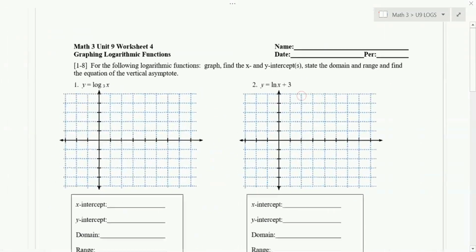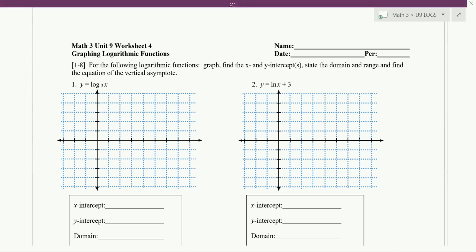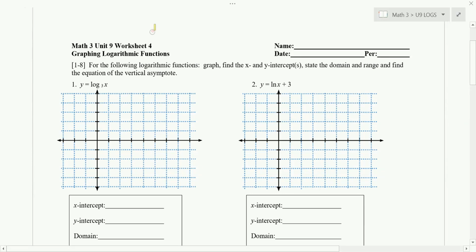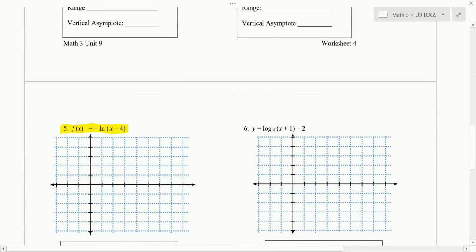Let's work through a few problems from the Math 3 Unit 9 Worksheet 4, Graphing Logarithmic Functions. The instructions state: for the following logarithmic functions, graph, find the x and y intercepts, state the domain and range, and find the equation of the vertical asymptote. So let's begin by looking at number 5.